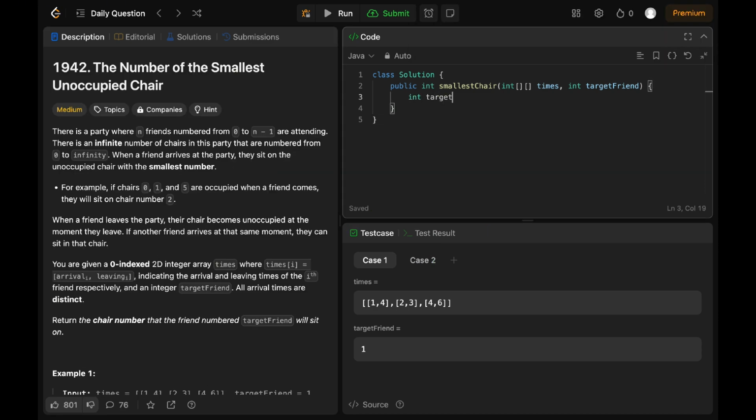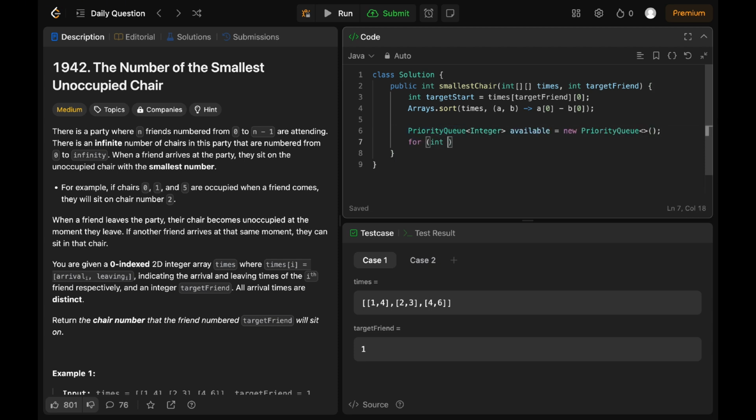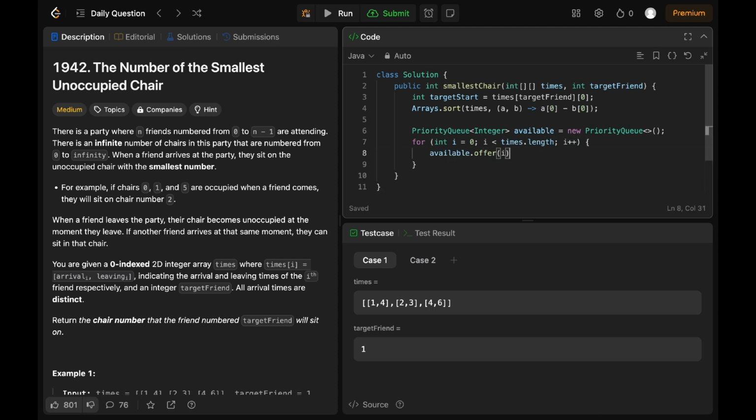First, let's store the arrival time of the target friend so that we can sort our array. And now we can sort the times array based on the arrival time, and we can use a comparator for that. Now we can create the min heap to store the available chairs. And in Java, we can use the priority queue implementation. And now we can just loop from i equal to 0 to n, where n is the times length, and add all the chairs from 0 to n minus 1.